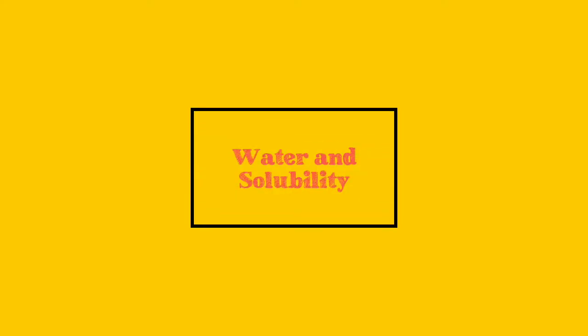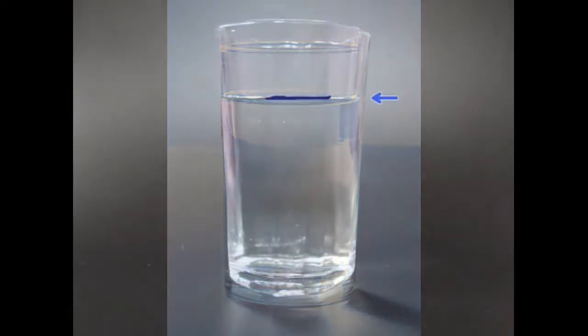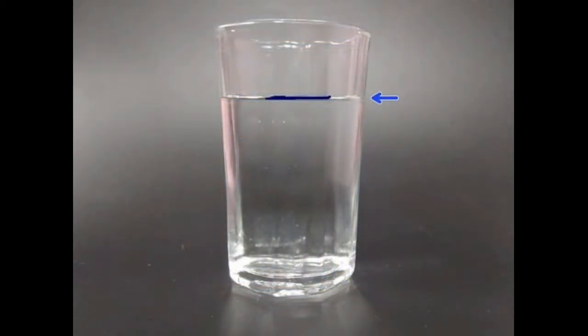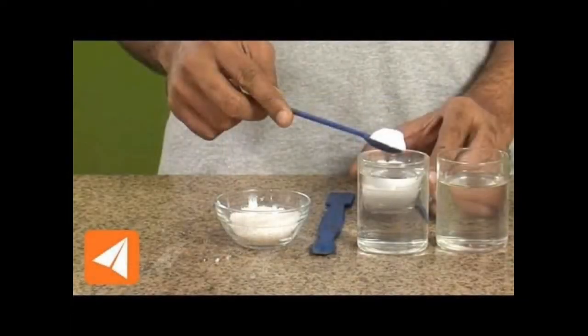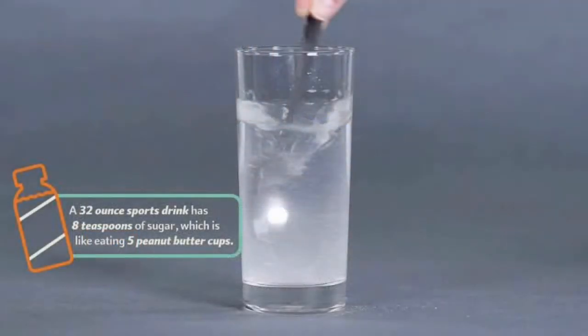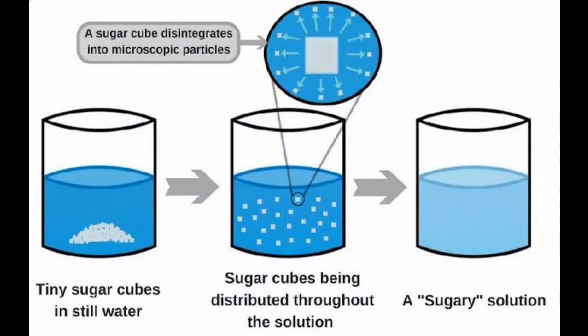Hello children, in the last video we learned about water and solubility. Take some water in a glass and mark the water level with a marker pen. Add 2 teaspoons of sugar to the water and stir it well with a spoon. You can observe that the sugar completely dissolves in water. Note the water level in the glass.